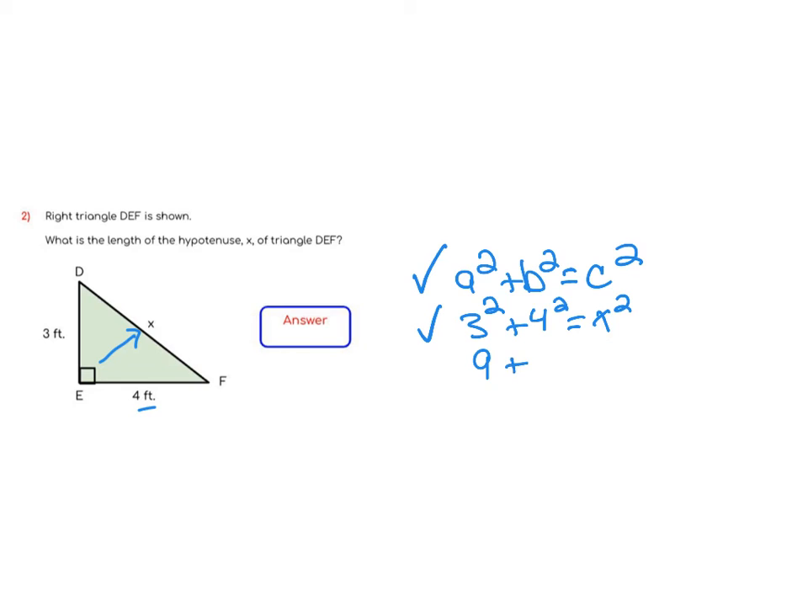Let's simplify. 3 squared is 9, plus 4 squared, 4 times 4 is 16, equals x squared. 9 plus 16 is 25, equals x squared. Now we don't want x squared, we want x. So in order to get x, we have to take the square root of 25, which is equal to 5. Check 3. Let's just check it for reasonableness. Okay, one side is 3, another side is 4. This side looks like it could be 5, so it looks like a good, strong, reasonable answer. So our final answer is x equals 5.